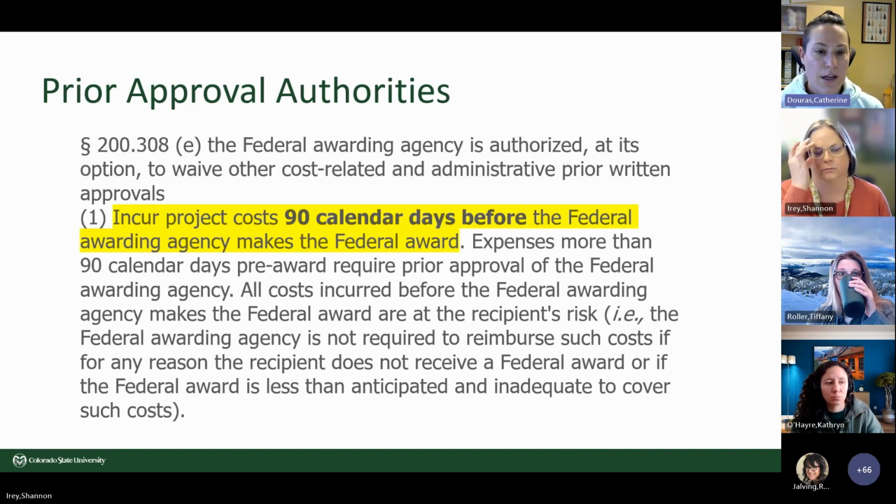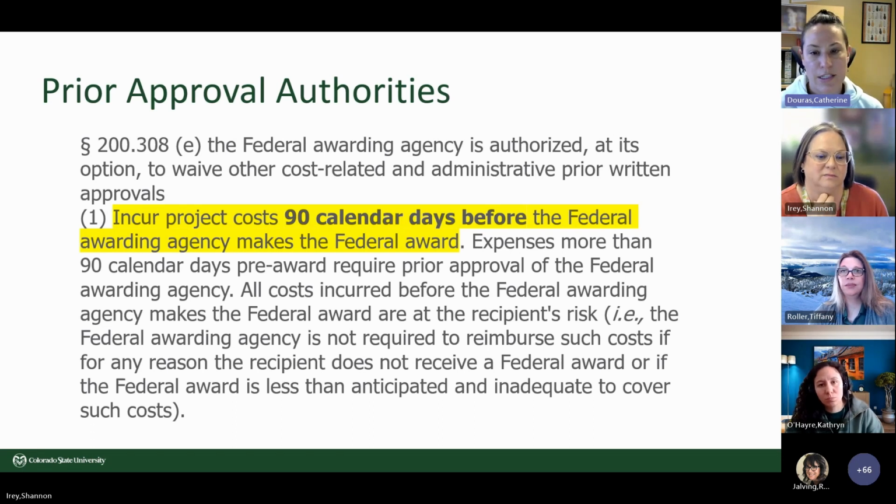So the first one, again, we have the expanded authority to incur project costs 90 calendar days before the award is issued. So we see this pretty commonly with NSF. It's in their standard award terms. And a quick note, it's also only if we are using the standard award terms and conditions for these federal grants and cooperative agreements. If for some reason there's any special terms and conditions, those supersede the standard terms. So we have to be a little bit careful when we're looking at these.